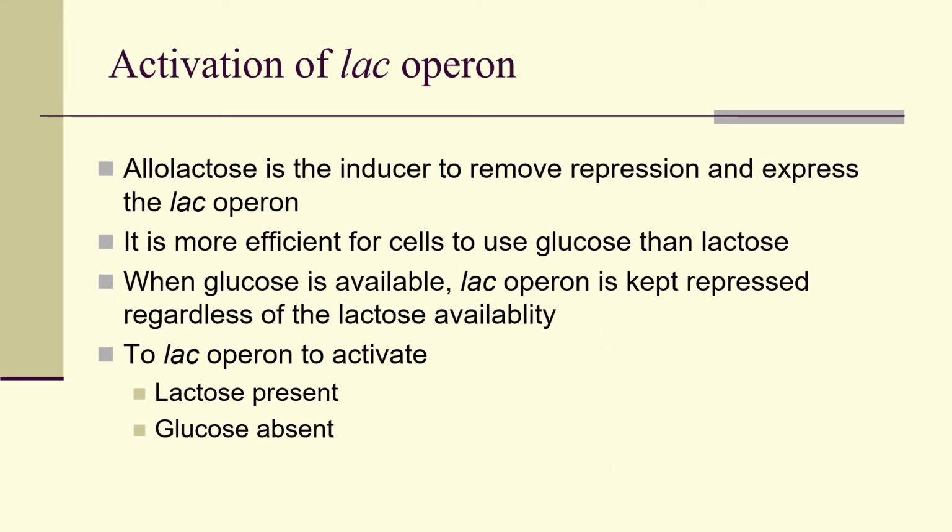When lactose is available, some of the lactose molecules get converted to allolactose inside the cells. Allolactose is the inducer that can remove the repression on the lac operon. Using glucose is the most efficient for cells. When glucose is available, the genes related to hydrolysis of lactose are kept repressed even though lactose is available. The lac operon is only activated when there is lactose present and glucose is absent.